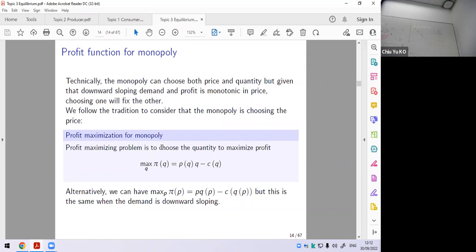I think we had this in the last chapter, but there is a slight change in notation. I'm sorry, but I followed the book. Before, we used Y as output, but now I change to Q because Y is reserved for income. I don't know whether it's good notation, but the book uses it.